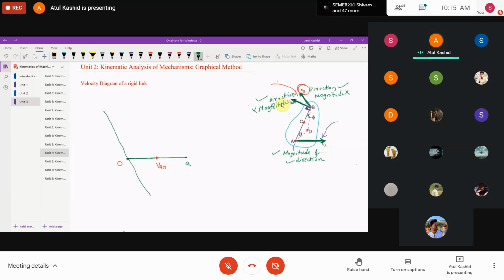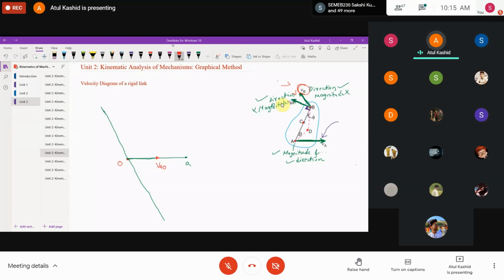Now I will extend it to both sides of the point O, because I don't know where it is going to intersect with the other link. So what I have done is draw a line which passes through the point O and is parallel to the direction of VB over here. Now, we don't know the magnitude, which is why we cannot fix the length of this vector. So for that, we will go for the next step.